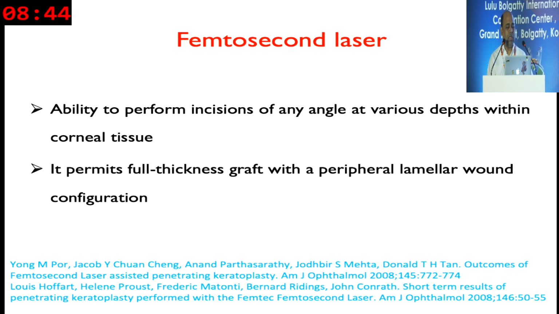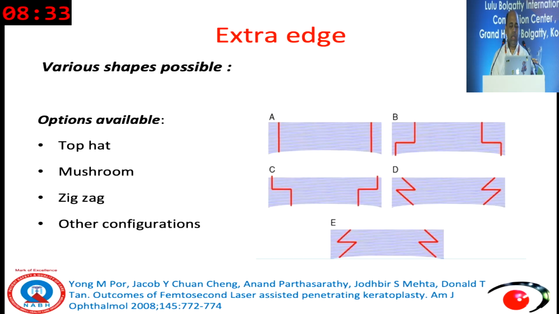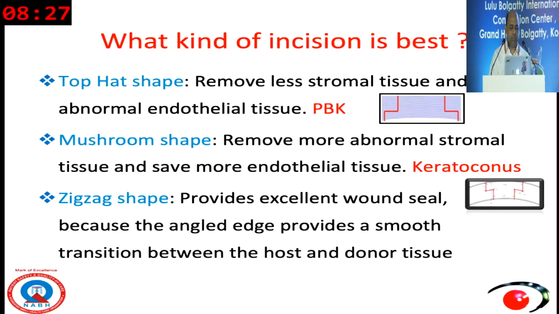The femtosecond laser has the ability to perform incisions of any angle at various depths within the corneal tissue. It permits a full thickness graft with peripheral lamellar wound configuration. You can create any shape with the femtosecond laser, like top hat, mushroom, zigzag, and other configurations.